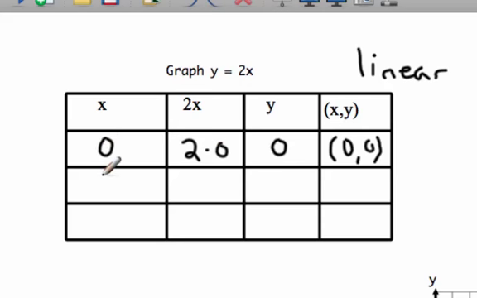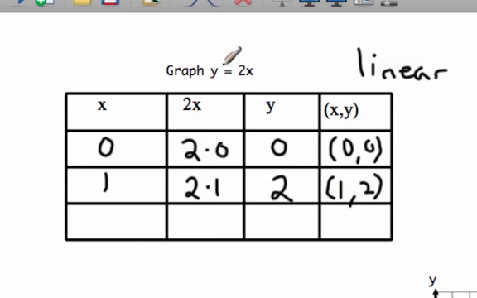And another number I think that's easy to multiply by is 1. Anything times 1 is itself. So in this case, we have 2 times 1. So if x was 1, we would do 2 times 1, and y would be 2, because 2 times 1 is 2. So we would write 2 here, and the coordinates, x is going first. We would write 1, comma 2.